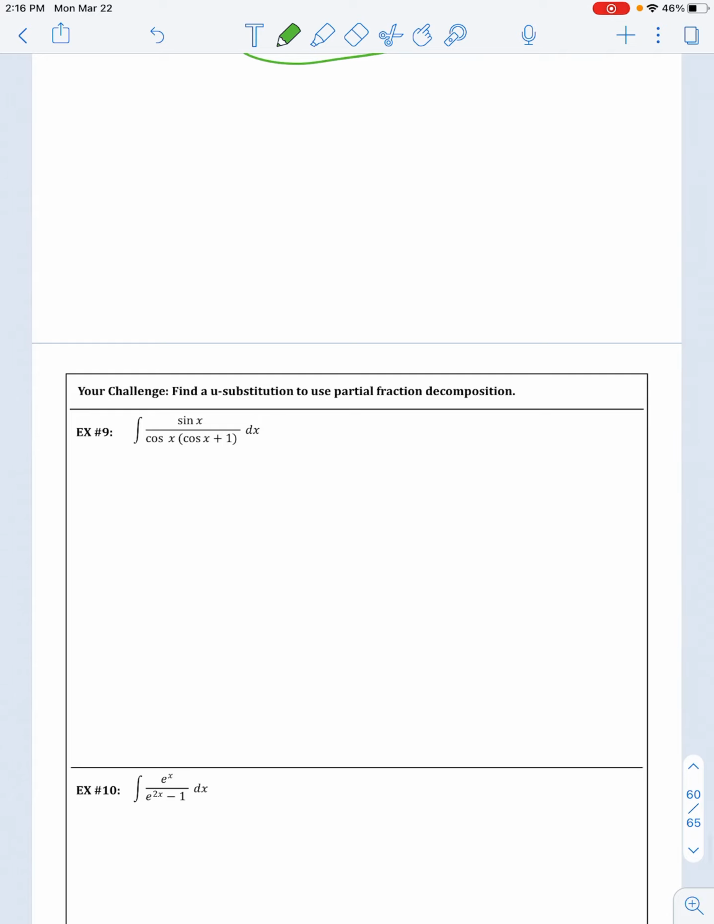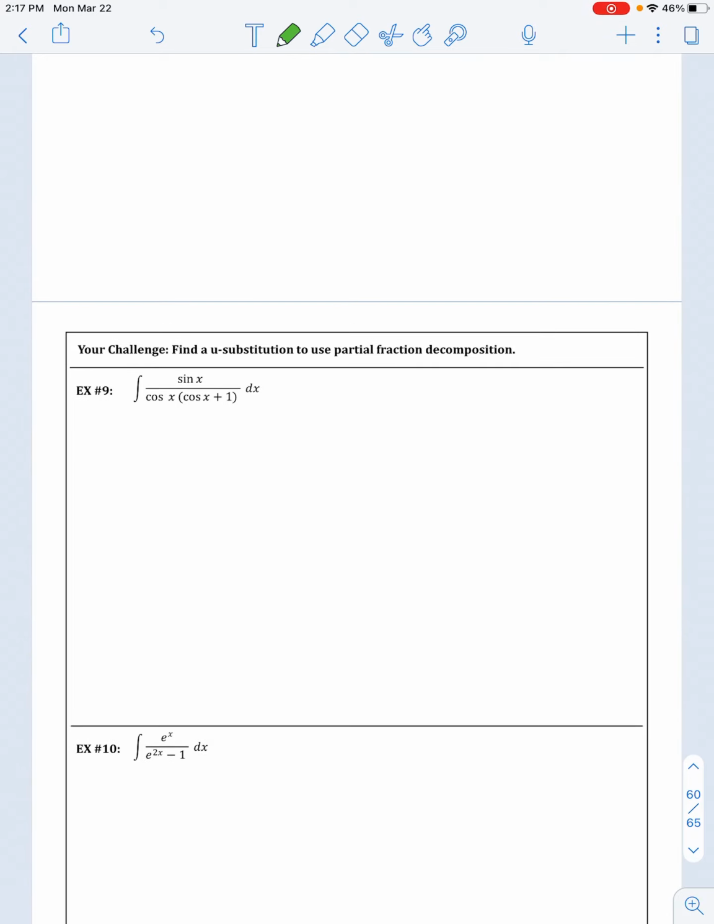And now example number 9. So this one, find a u substitution to use partial fraction decomposition. And so for this one, think about how could I get something times something down here. If I let my u be cosine x, this would actually be sine x over u times u plus 1. And then my du would be negative sine x dx. And so du divided by negative sine x would be my dx.